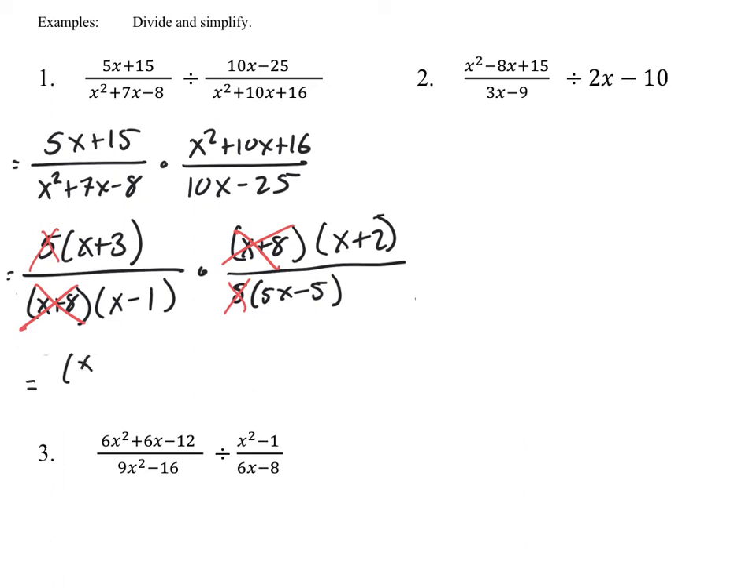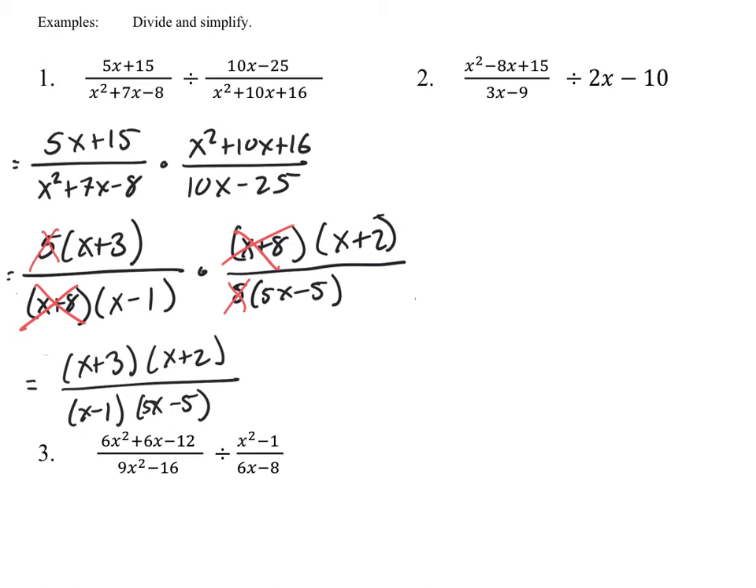So we have x plus 3 times x plus 2 in the numerator, and x minus 1 times 5x minus 5 in the denominator. And we're just going to leave it there. I want you to leave your answer in its most factored form. So don't distribute or multiply back together. Just leave it in its most factored form.